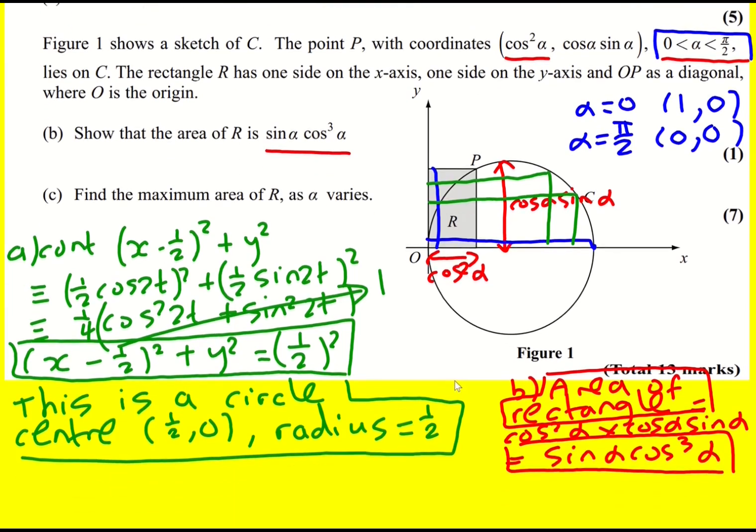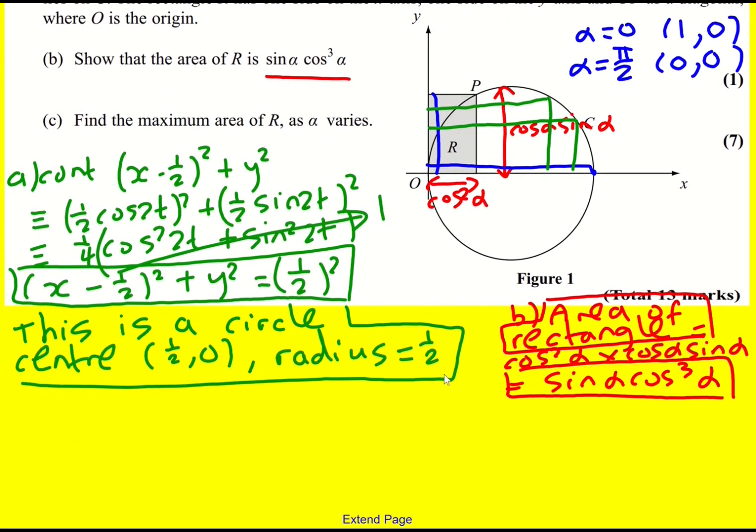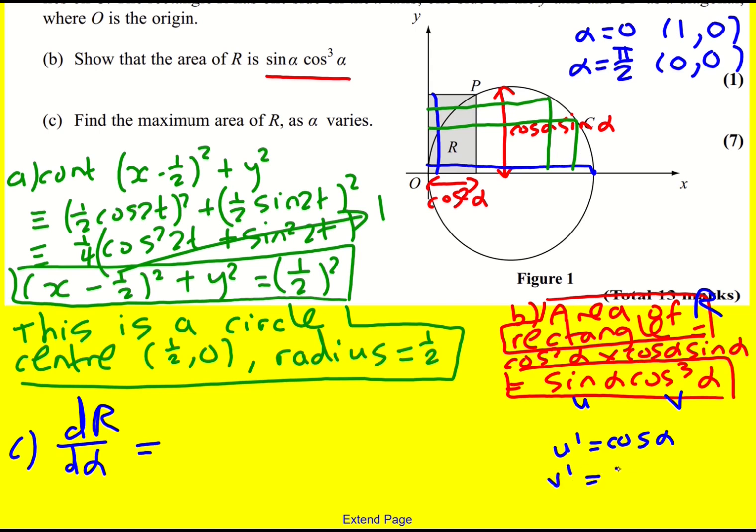So we have R, and it's in terms of alpha, and alpha is the thing that's now varying. So what we can do is find dR by d alpha, I should have probably called this R over here. And for this, we can use the product rule. So this is u, this is v, u dash is cos alpha, v dash is 3 cos squared alpha. I'm using the chain rule here. And then I'm going to times by minus sine alpha.